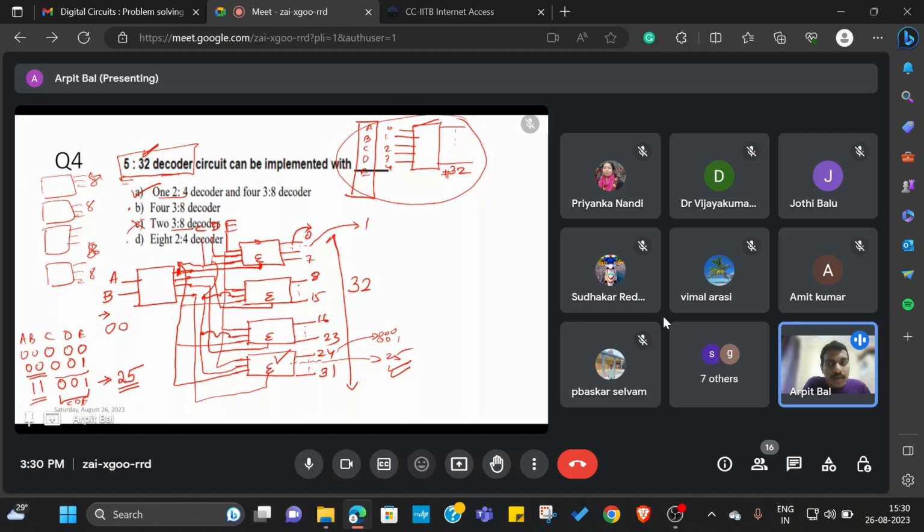One thing you need to note down: when it is stated as a decoder, you can easily assume that it's a decoder with enable logic. Is this problem clear, or does anyone have a question in this problem?